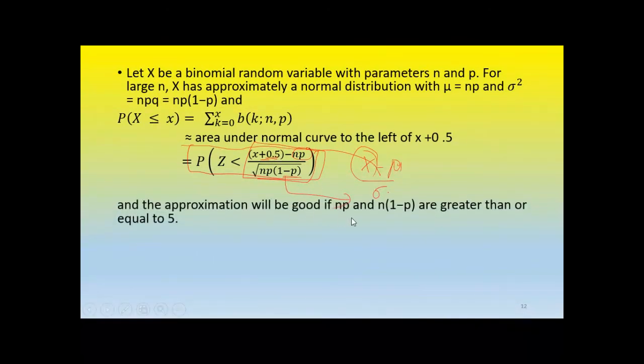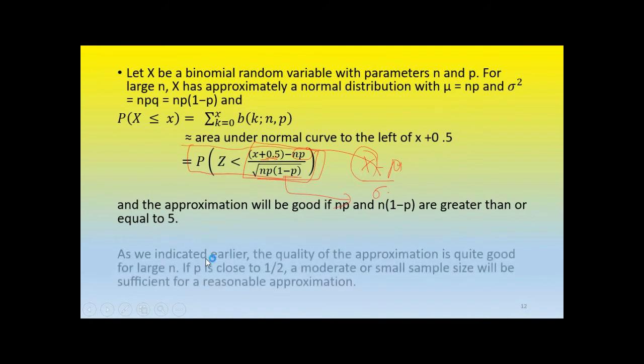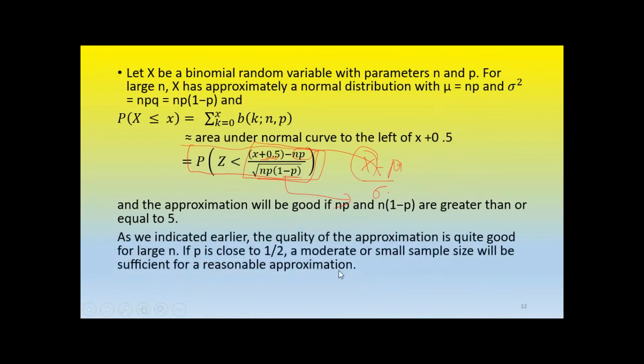And the approximation will be good if np and n times 1 minus p are greater than or equal to 5. When the mu you find is greater than or equal to 5, the approximation will be good. The quality of the approximation is good for larger n's. If the probability is close to 1/2, a moderate or small sample size will be sufficient for a reasonable approximation. So either the probability will be close to half or n should be larger.